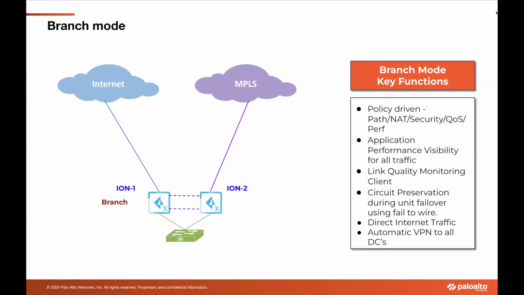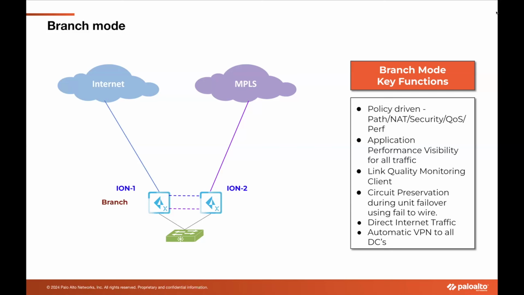The branch is also a link quality monitoring client. So it generates the request that says, hey, on the MPLS path, on this set of VPNs to my data center, what's the latency, loss, jitter, MOS score, and health score on those paths, and exports that data every minute around the clock. And it's always there available for path selection and visibility purposes.